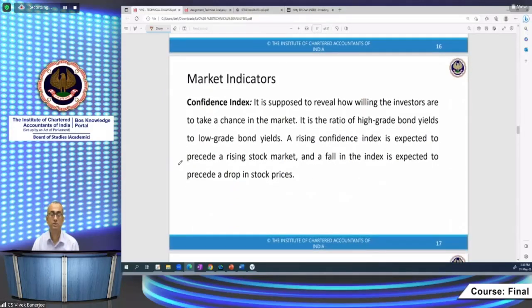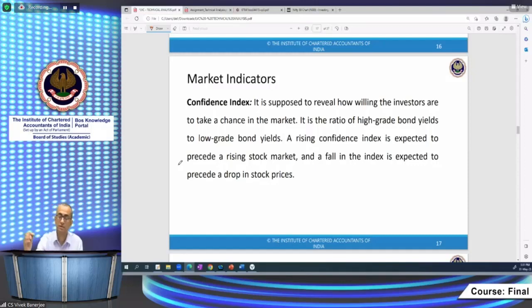Now come to the second market indicator, which is the confidence index. So confidence index shows whether investors are likely to take chances in the market. It is basically a ratio of high grade bond yields to low grade bond yields. A rising confidence index is expected to precede a rising stock market, and a falling index is expected to precede a drop in stock prices.